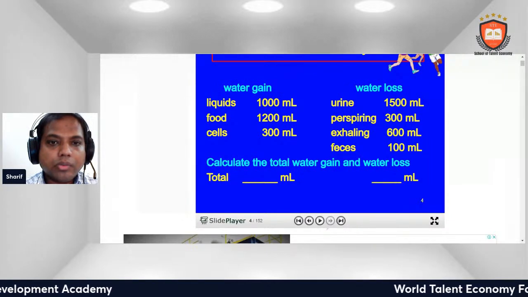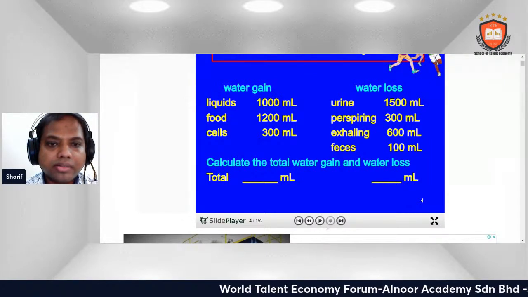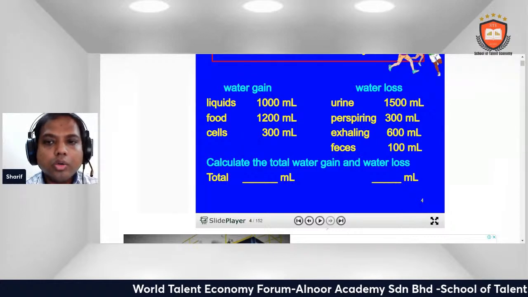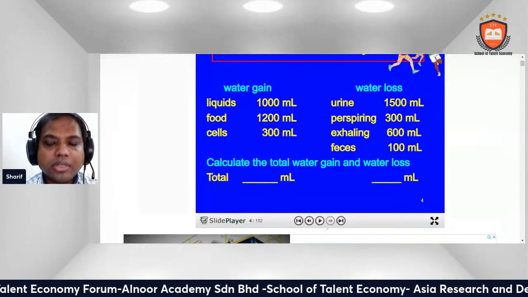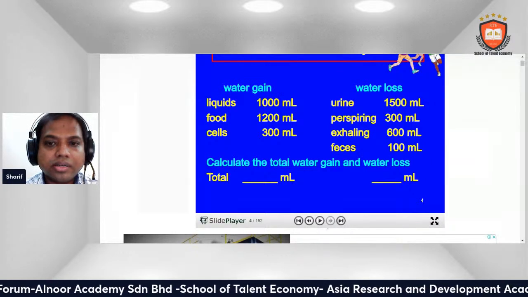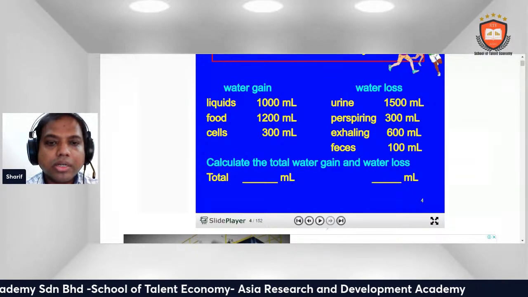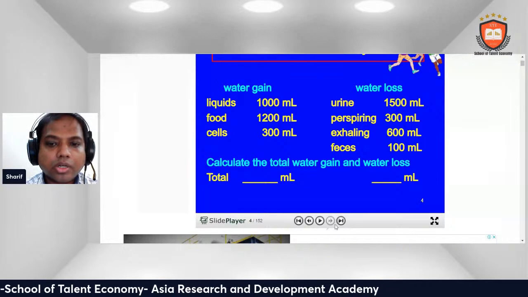Water gain: liquid 1000 milliliters, food 1200 milliliters, cells 300 milliliters. Water loss: urine 1500 milliliters, breathing 300 milliliters, exhaling 600 milliliters, feces 100 milliliters. Calculate the total water gain and water loss.